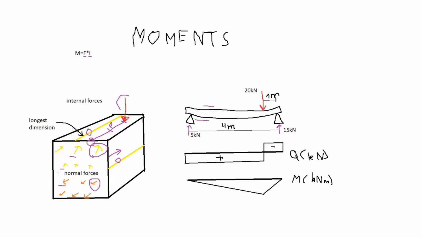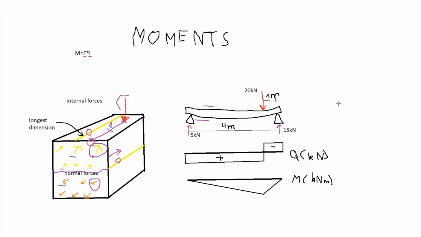What is also interesting to notice is that as we move closer to the middle, the magnitude of these normal forces will decrease, and right at the middle, the normal forces that are caused due to bending will be equal to 0. So let's look at how to draw a moments diagram for this beam.